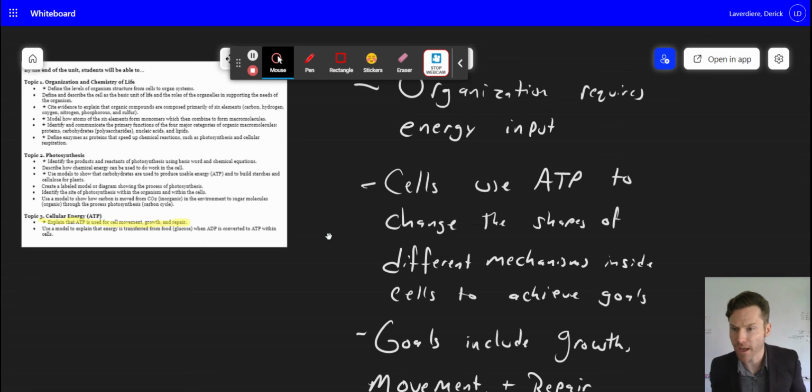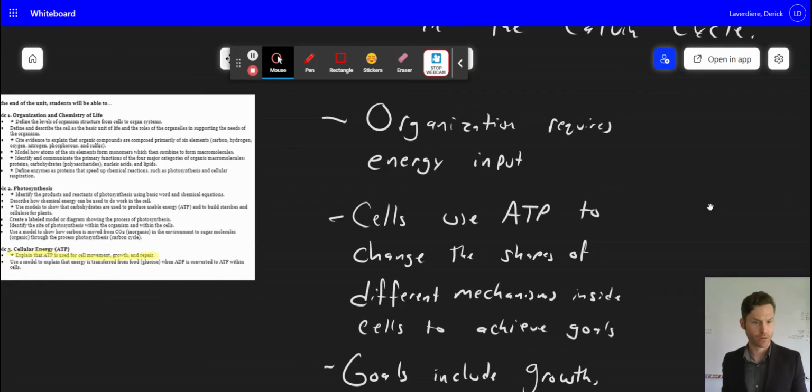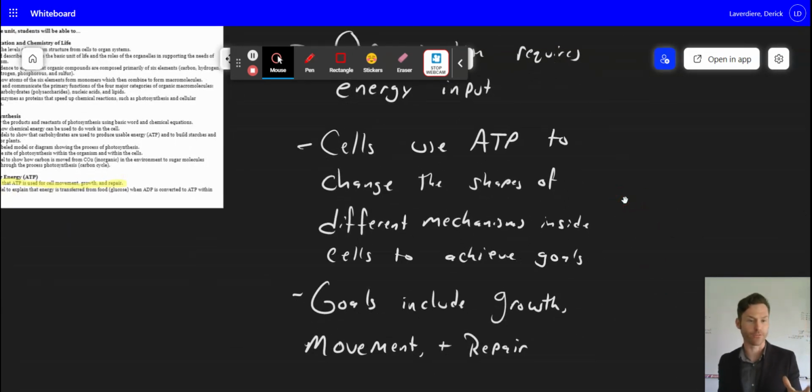And my last prompt asks to explain that ATP is used for cell movement, growth, and repair. And so organization requires an energy input. Things by nature want to become more disordered. Things fall apart when left to their own devices, right? That's entropy. As living things, we need to stay ordered. We need to be organized. That's what we are, just a big system of organization. And so we need to input energy into certain mechanisms to keep that order. We get that energy at a cellular level from the ATP molecule that we drew above.